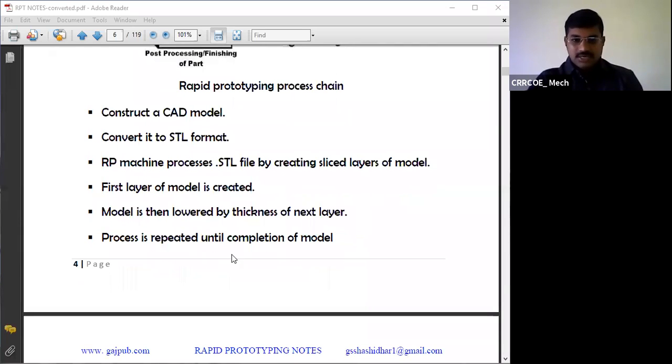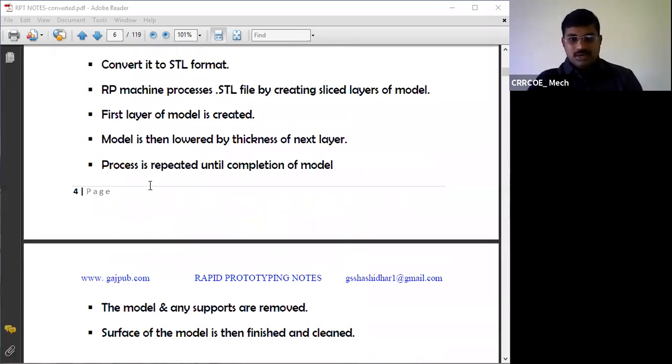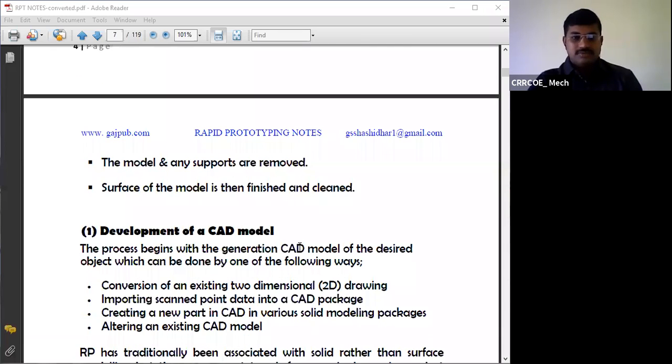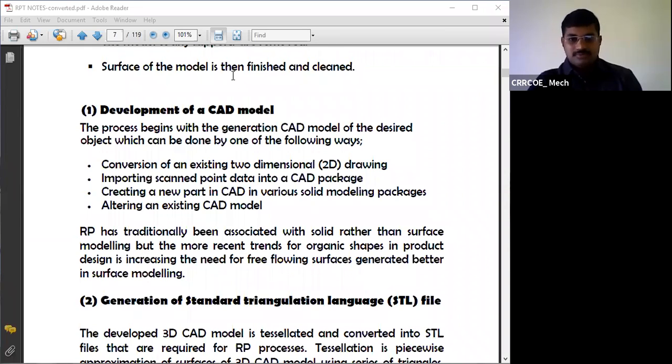So the process is repeated until completion of the model. That you know. So the model and any supports are removed. Surface of the model is finished and cleaned. So CAD model. How to develop the CAD model? Here the process begins with the generation of the CAD model. The object can be done one of the ways.